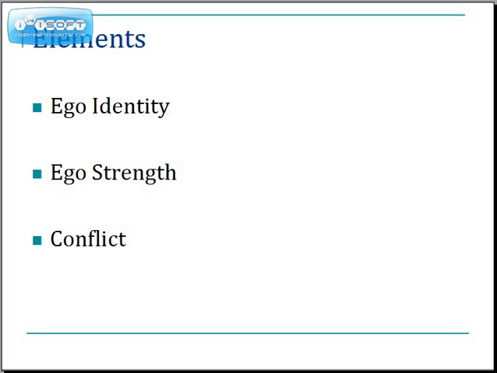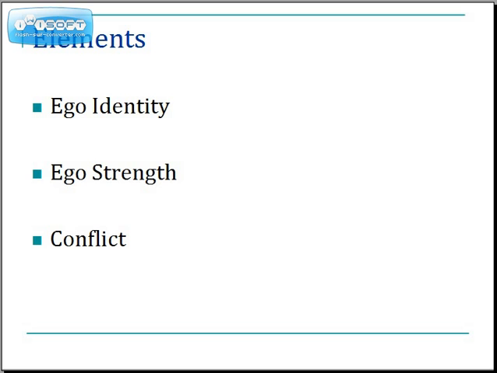Three major elements that make up Erickson's theory include ego identity, ego strength, and conflict. Ego identity is developed by human interaction and how an individual becomes more conscious of themselves and their surroundings. Ego strength deals with an individual becoming competent in different areas in life. By becoming competent in life, they feel more important.